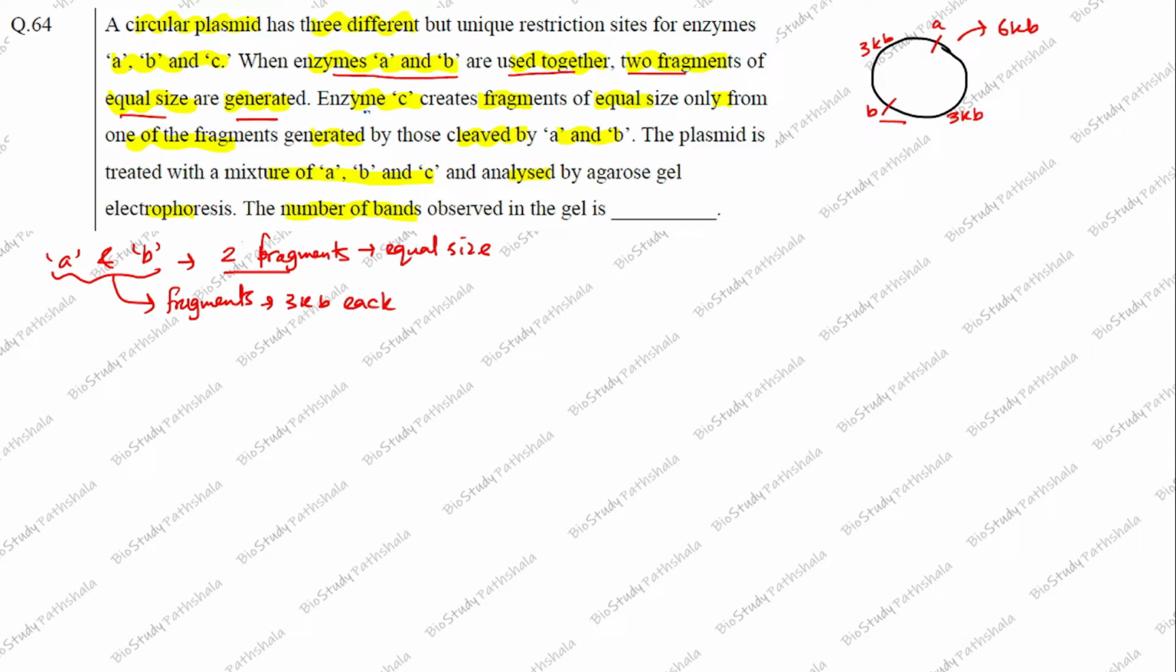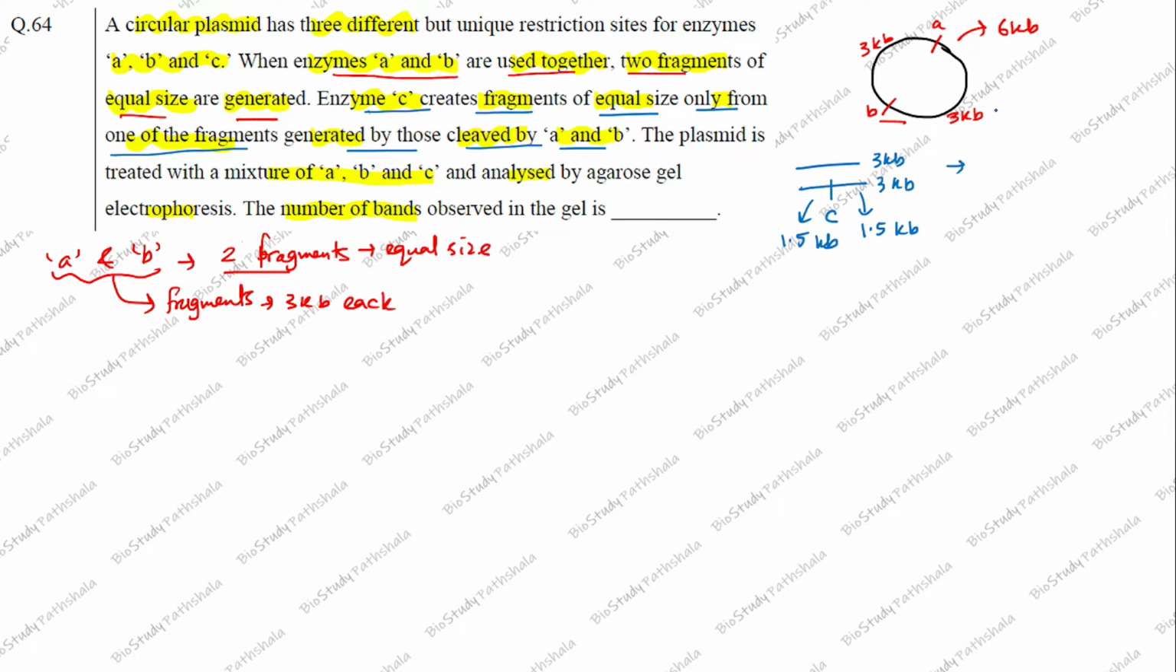Next statement is enzyme C creates fragments of equal size only from one of the fragments generated by those cleaved by A and B. For say this is one 3 kilo base pair fragment, this is again one 3 kilo base pair fragment. So now between these two only one fragment will be cut by C enzyme equally. So this 3 kilo base pair after being fragmented by C, it will be 1.5 kilo base pair in size, and this again will be 1.5 kilo base pair in size.